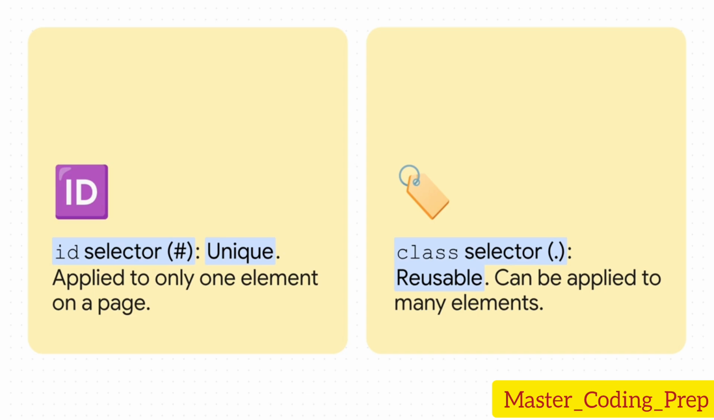And you've got two main tools for that. An ID is like a person's unique fingerprint. There's only one. You'd use it for something like your main logo. A class, on the other hand, is more like a reusable sticker. You can slap the same class on a bunch of different things, like giving every important button a primary button class to make them all blue.